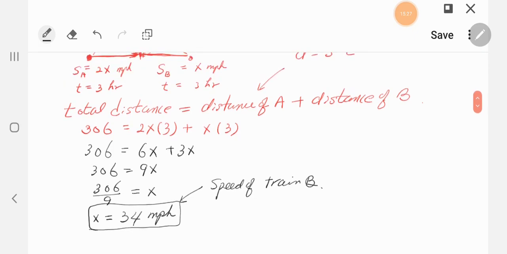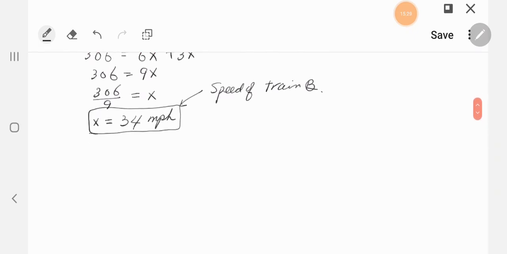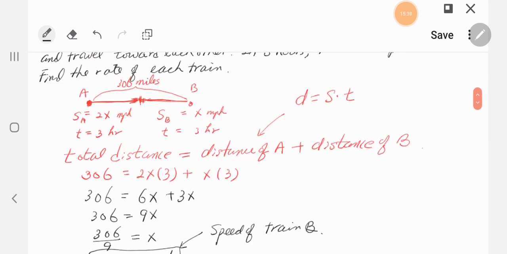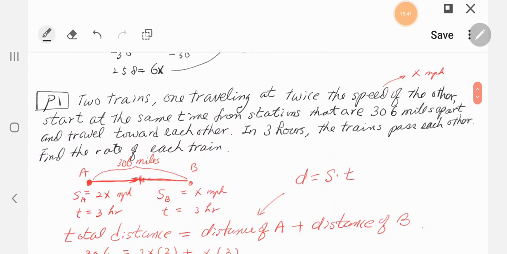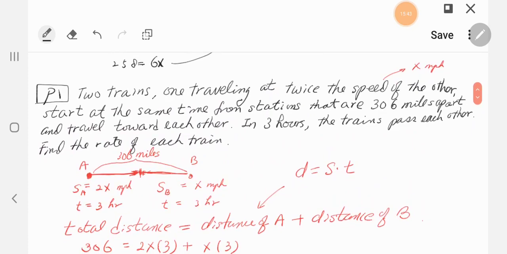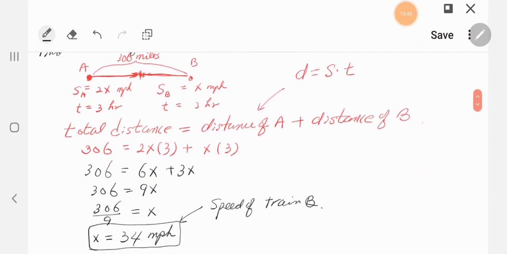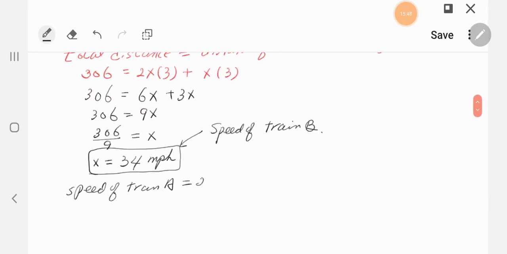Okay, then the speed of train A is twice the speed of the other. See here, twice the speed of the other. So that is 2x. So 2 times 34 is 68 miles per hour. Okay.